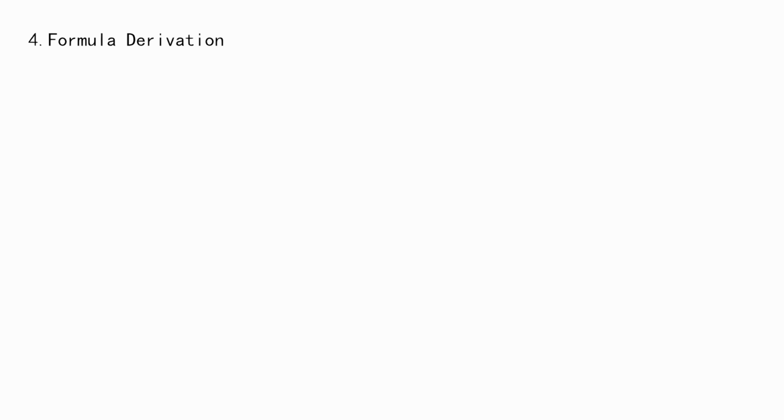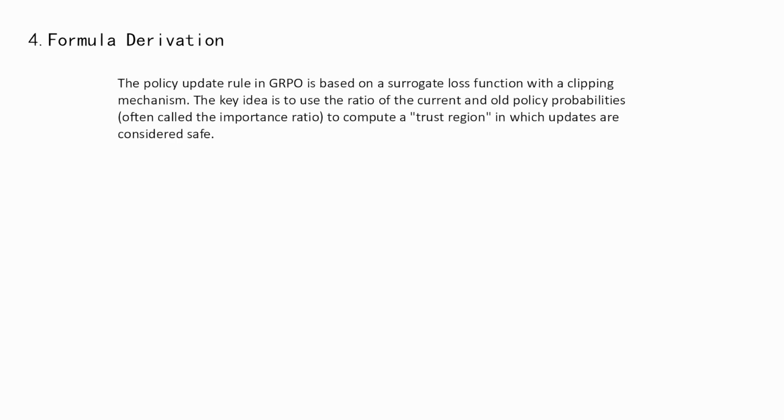Formula derivation. The policy update rule in GRPO is based on a surrogate loss function with a clipping mechanism. The key idea is to use the ratio of the current and old policy probabilities, often called the importance ratio, to compute a trust region in which updates are considered safe.